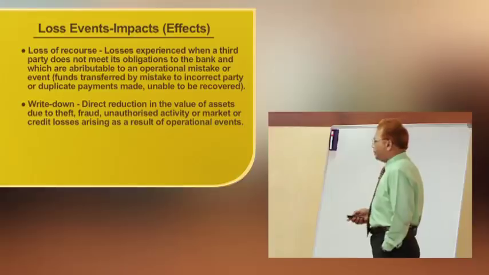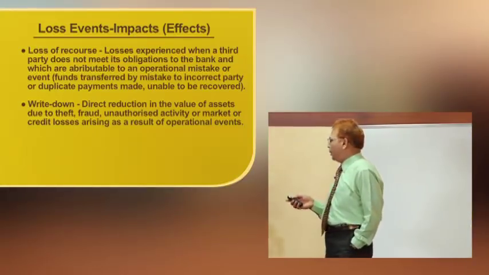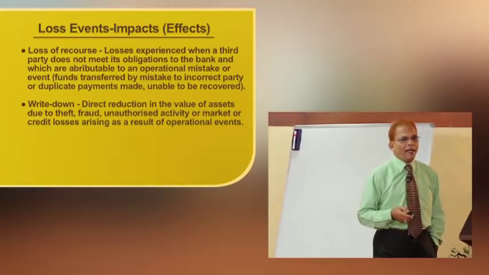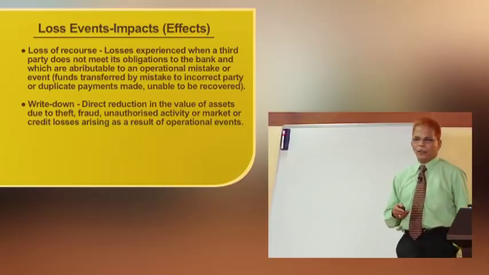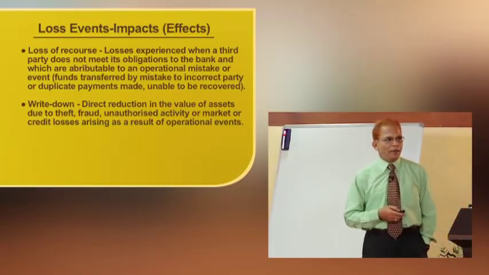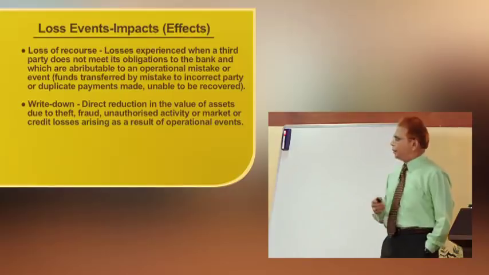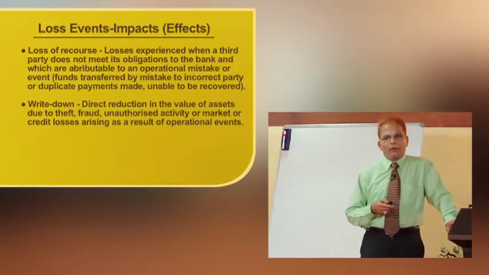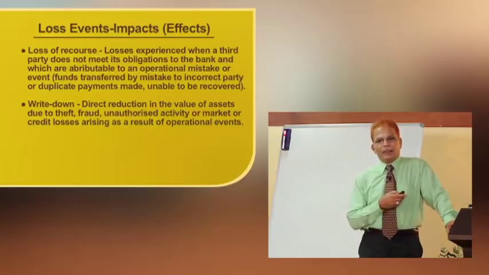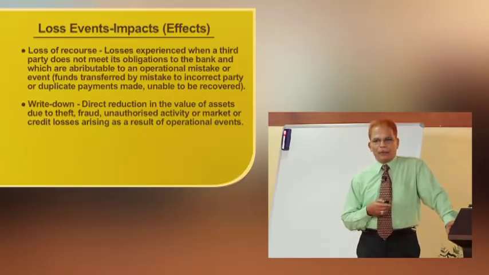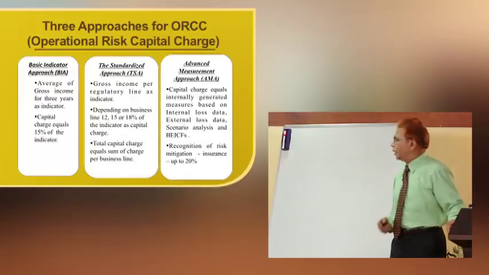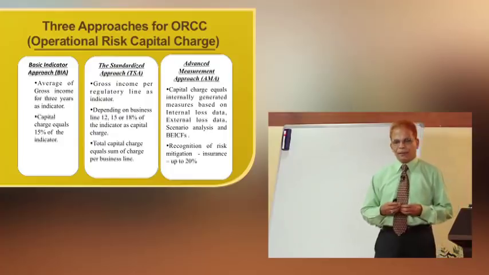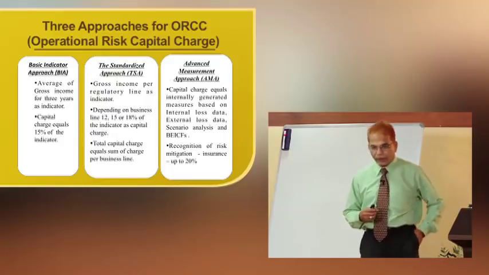And the write-down is basically a direct reduction in the value of an asset due to theft or fraud, like cash losses from the vault if you are losing part of it. So it's a straight away write-down on the assets. So these are the effects of the different OR events which we have discussed, which basically come out of 4 causes. Now the Basel approach: we have discussed earlier that there is a capital charge from Basel II.